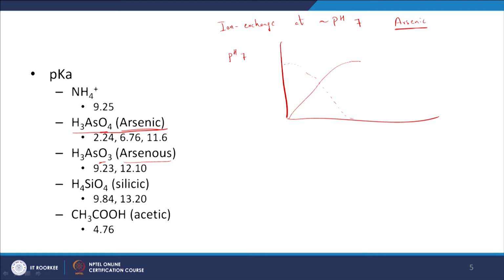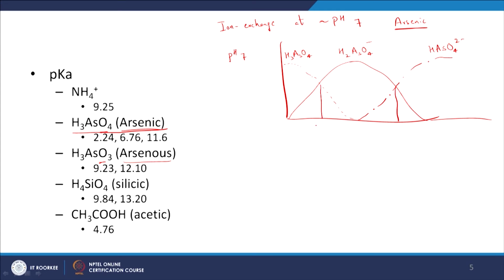So, it is going to decrease again, and this is going to be H3AsO4 here, H2AsO4 minus, HAsO4 2 minus, and so on. We still need to look at the other deprotonated form, but let us limit ourselves to here.